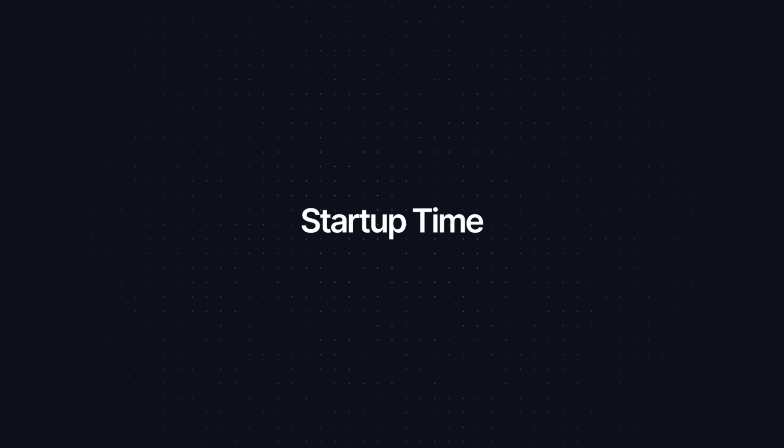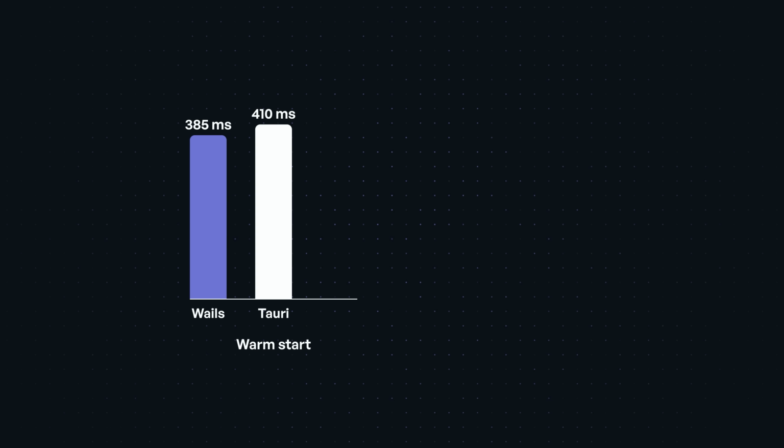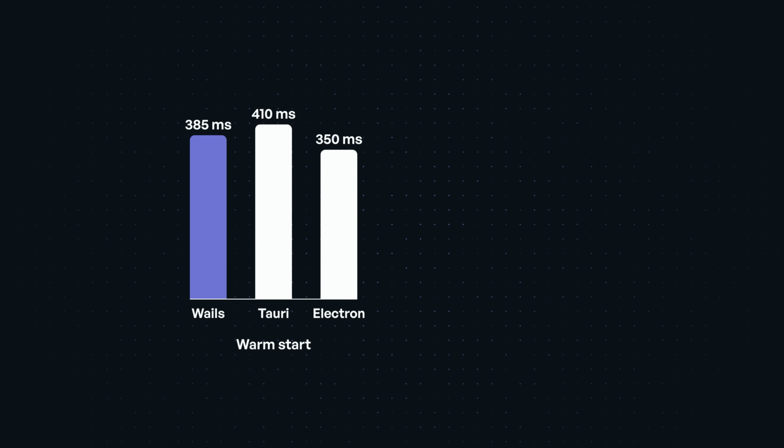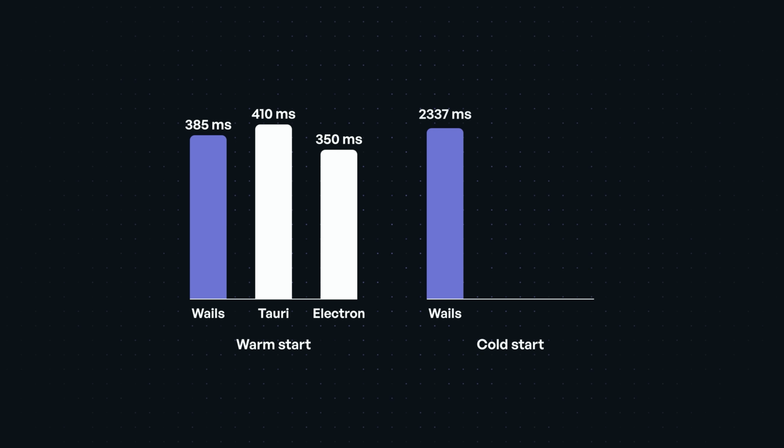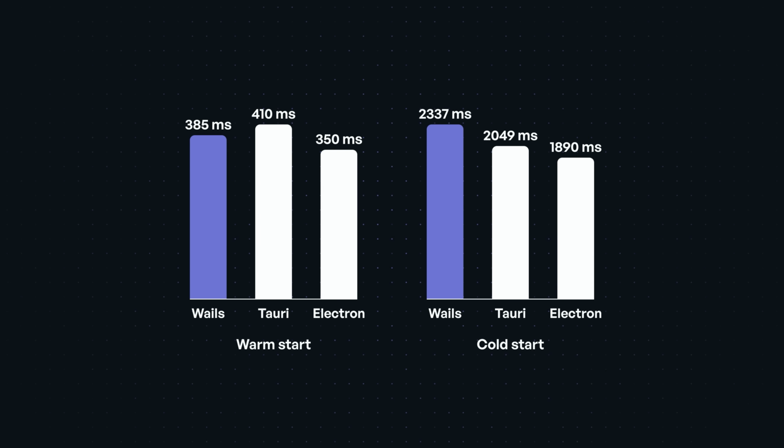Now, let's take a look at startup time. And as with previous videos I've done on desktop apps, we're going to launch each of these apps 10 times and then just take the average. Wails comes in at 385 milliseconds, Tauri at 410 milliseconds, and Electron at 350 milliseconds. Now, with cold starts where we purge the cache each time, Wails gets 2,337, Tauri 2,049, and Electron comes in a little bit faster actually at 1,890.